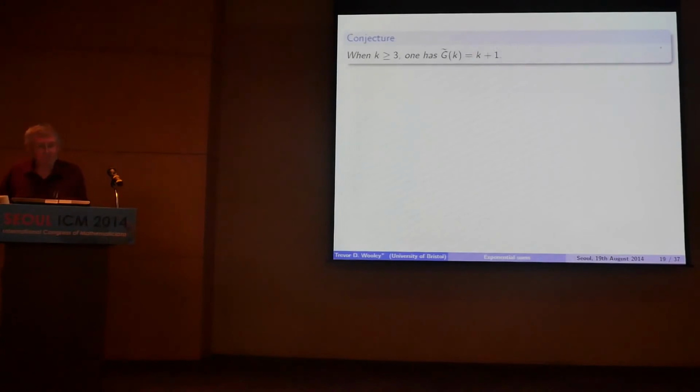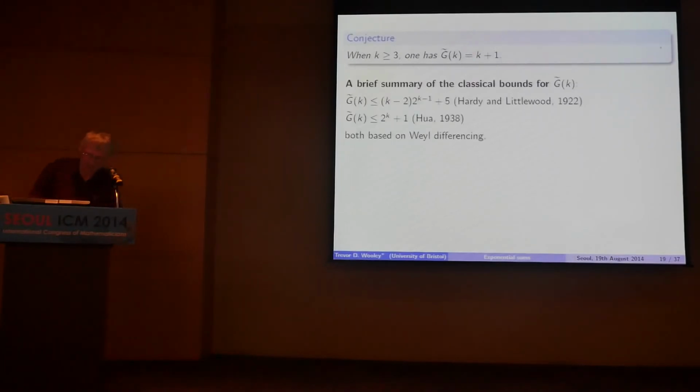Okay, so I should say what historically is the case, so you can see what the new developments are. I mentioned Weyl differencing. If you apply Weyl differencing, this is what Hardy and Littlewood did in their seminal work in the 1920s, and Hua perfected this method. So you get an upper bound for the number of variables you require to prove the asymptotic formula, which is exponential in k, something like 2 to the k.